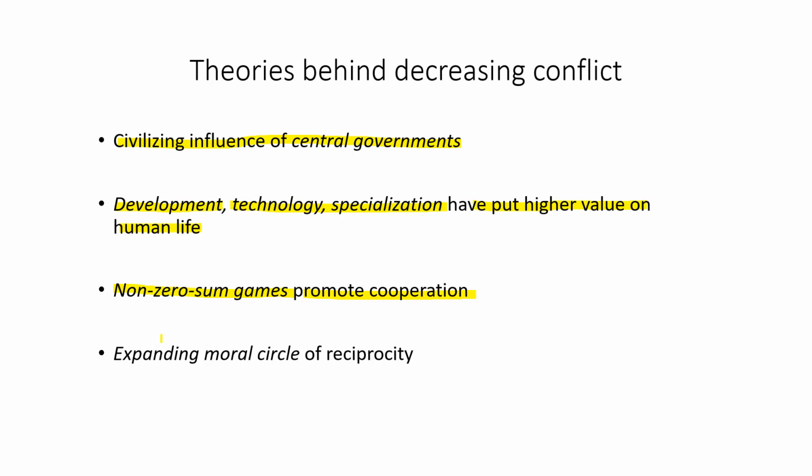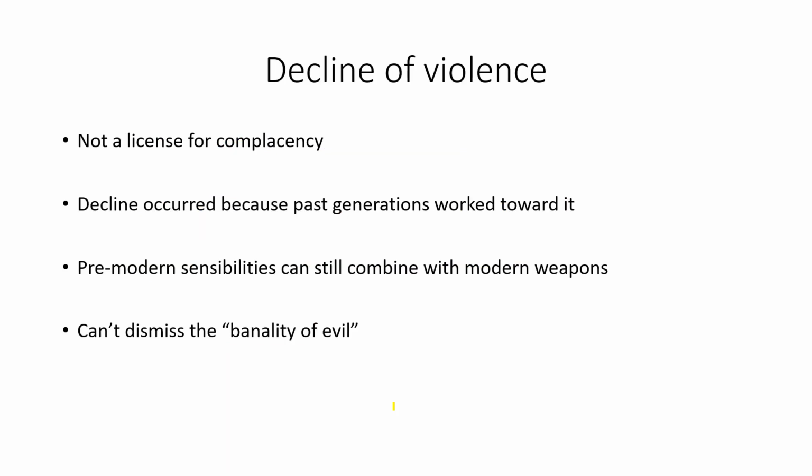And then if we start to understand and empathize with other cultures, we see that this moral circle of reciprocity being treating other people like you would want to be treated, we can start expanding that circle out into more groups. So we have to be careful. This is not a license for complacency because it's not necessarily in our human nature or that it's evolution that's making us less violent in general. We have to stay on top of it because this decline occurred because past generations had worked towards doing that.